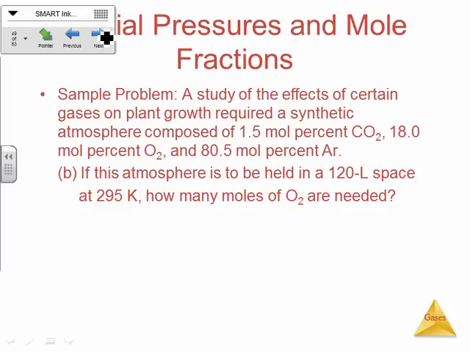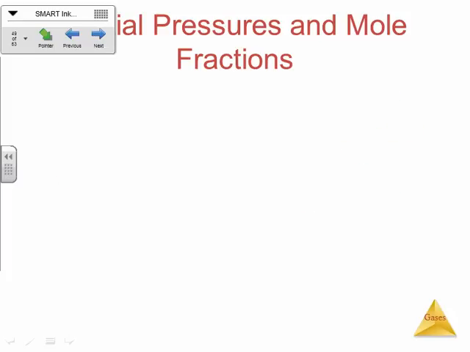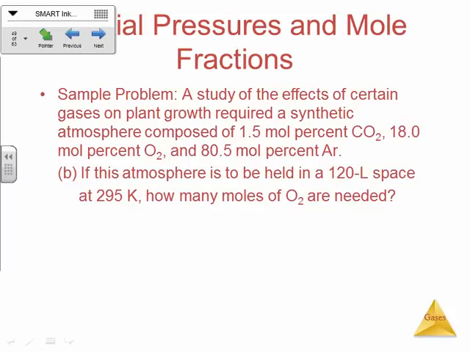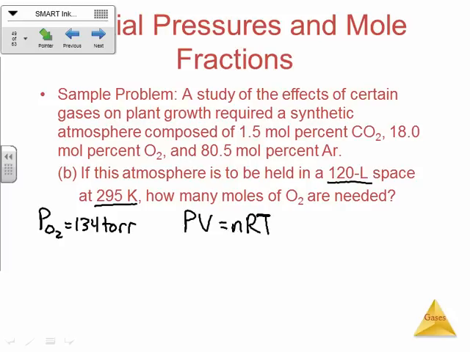Okay, second question here. If this atmosphere is to be held in a 120 liter space at 295 K, how many moles of O2 are needed? Alright, so in this last one, we just figured out that the pressure of the oxygen is 134 torr. In order to have that pressure of oxygen, they're asking us how many moles do we need? We've got 120 liters, and they're telling us what the temperature is. So at this point, it's just a simple PV equals nRT. Okay? And we're solving for n.